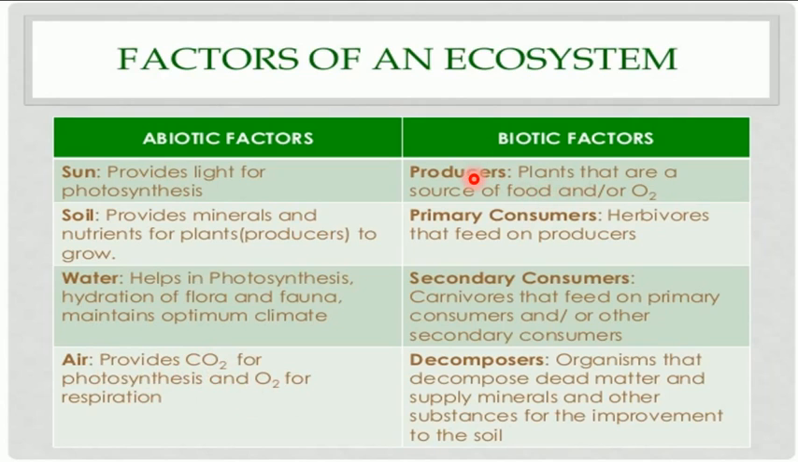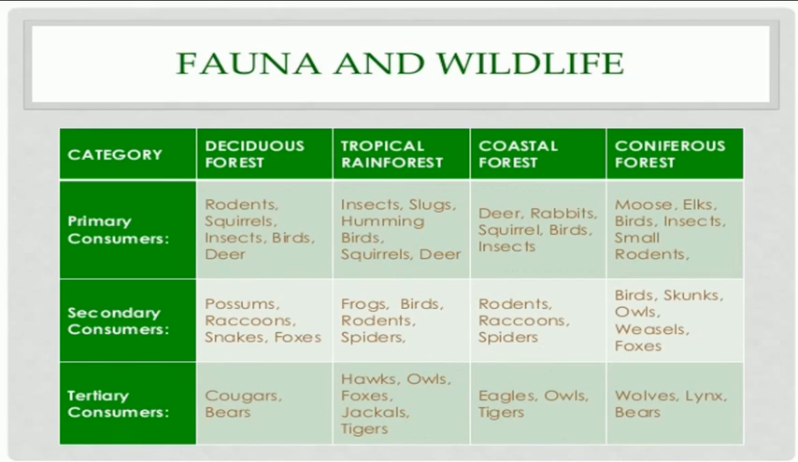Biotic factors include producers like plants, primary consumers called herbivores, secondary consumers which are called carnivores, and tertiary consumers which are top carnivores, followed by decomposers like bacteria and algae which break down the dead bodies of these producers as well as consumers, and the elements are given back to the soil. And in this table we can see the flora and fauna which we have already discussed.